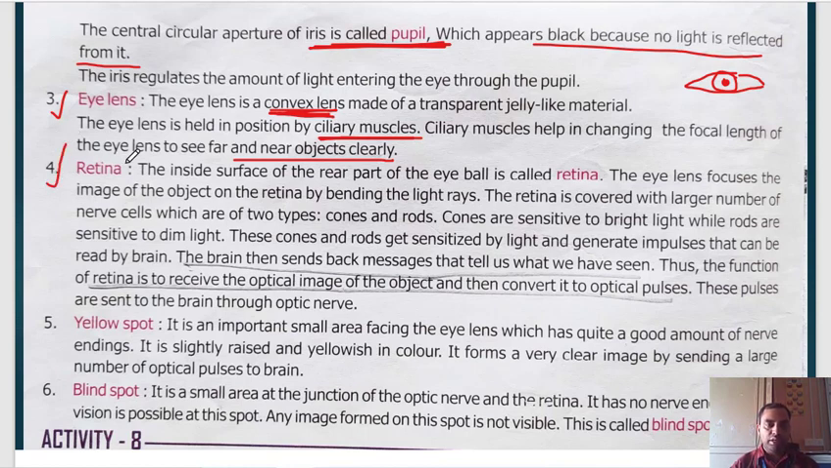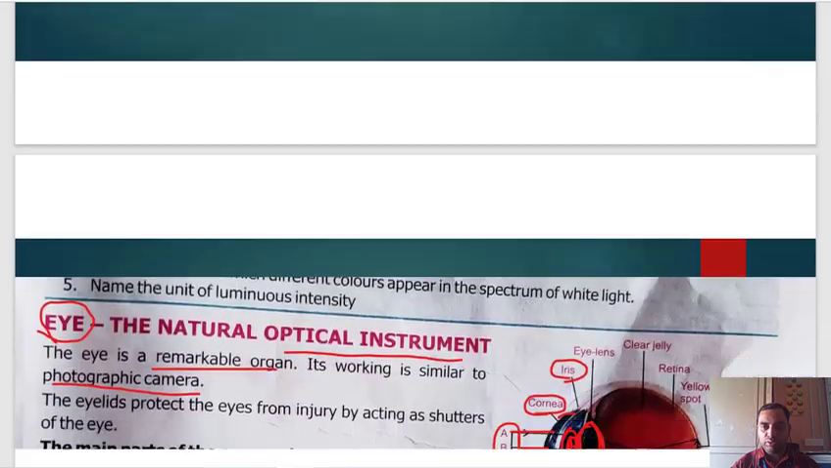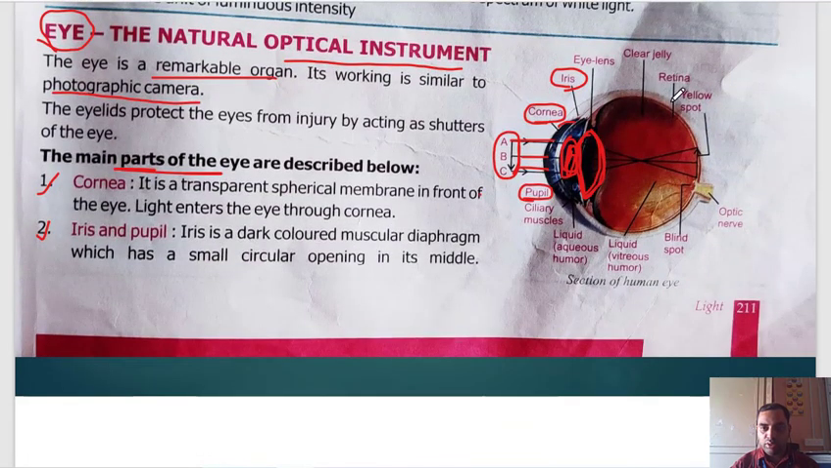The next one is retina. The inside surface of the rear part of the eyeball is called a retina. Let me show it to you here. This one, retina, this rear part. So the retina behaves like a screen. It captures the image.